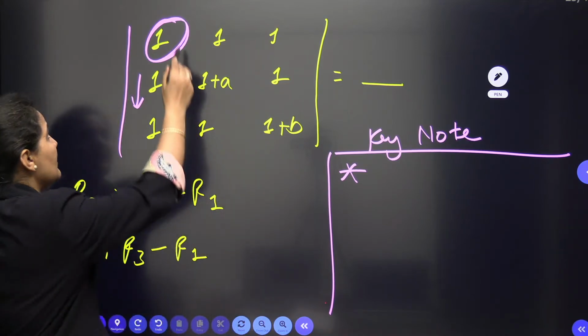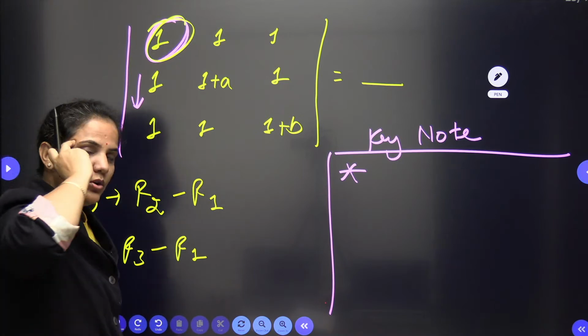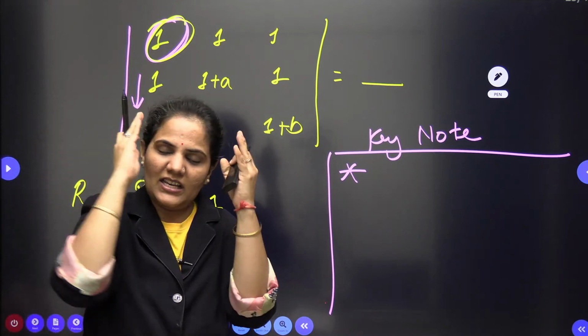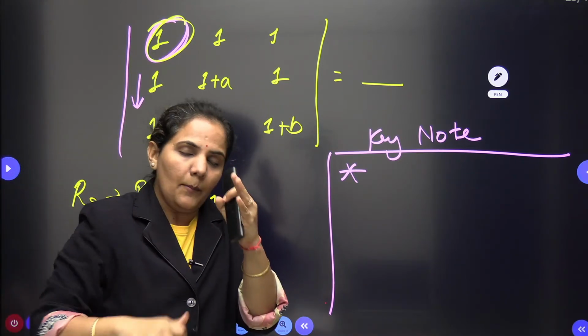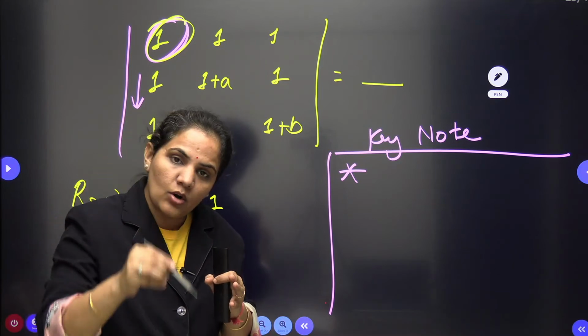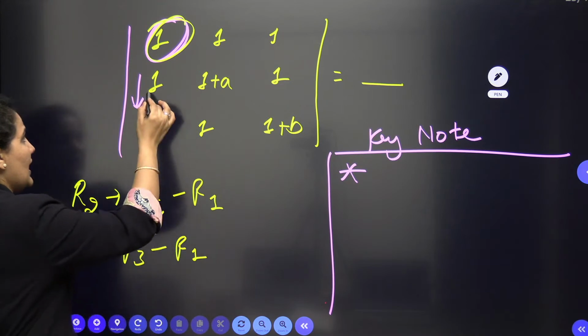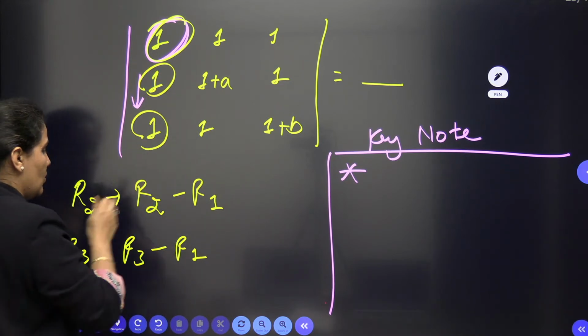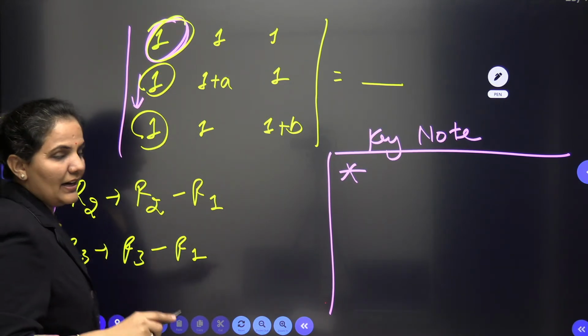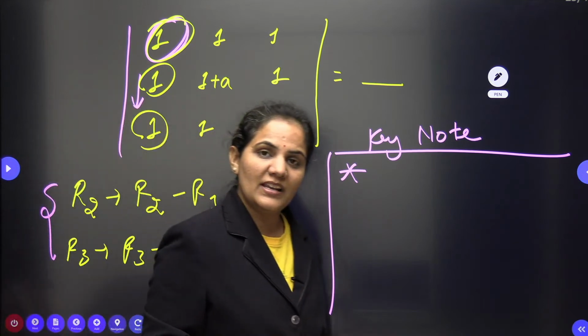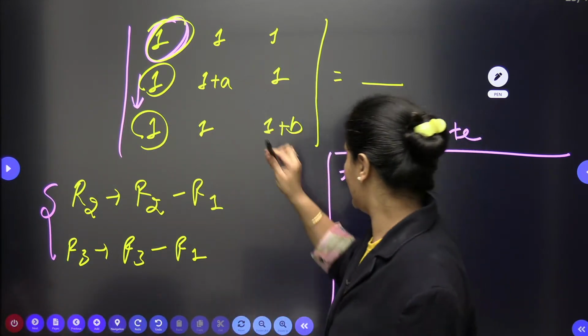I can see here the very first element is 1. If I know this key point, that if the very first element in a matrix is 1, my next target is to make all the elements below this 1 equal to 0. So I am approaching that target only. I want to make this 1 a 0, and this 1 a 0. That's why I am doing R2 to R2 minus R1, and R3 to R3 minus R1.